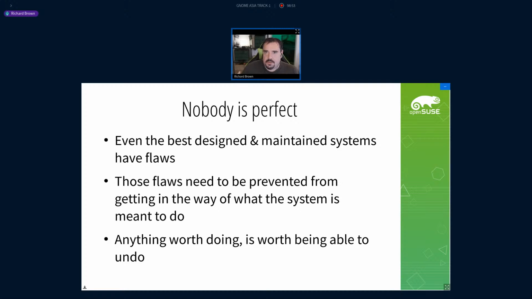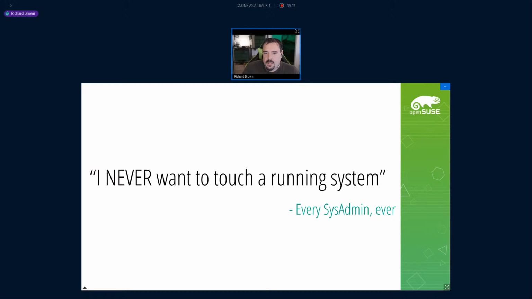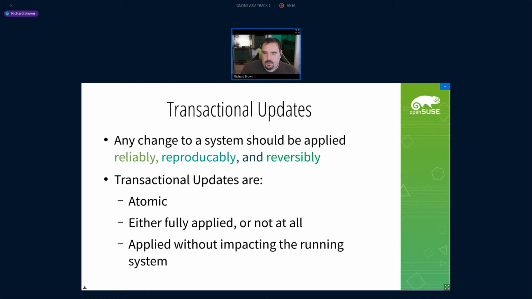And so the ability to undo any change to the system is just as important as the ability to change the system in the first place. Which also plays into the idea that there are fewer things that can go wrong with changing a running system if you never actually touch the running system. So in openSUSE now we have this wonderful concept called transactional updates, which is the core part of plain microOS, where any change to the system can be applied reliably. It's going to do the entire thing or nothing at all.